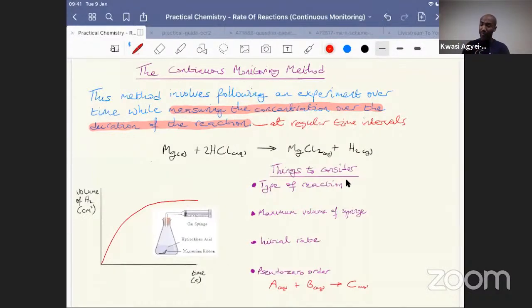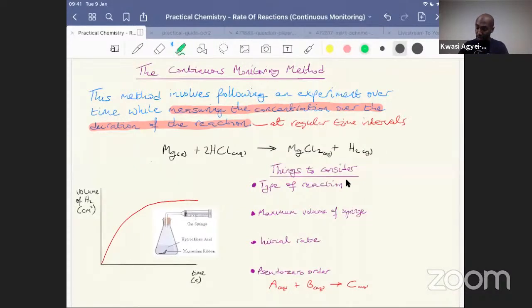Okay, so if we consider this specific reaction, we're starting off with some solid magnesium, and we're going to be reacting it with some aqueous hydrochloric acid. And of course, we're going to be forming the salt, magnesium chloride, which is dissolved in solution, so aqueous magnesium chloride, and we are going to be forming hydrogen gas. Now, what's the most convenient method for monitoring continuously the rate of reaction? What you want to do in this instance is to measure the volume of gas being produced over time. Okay, so we're looking at how much product is being produced over time.